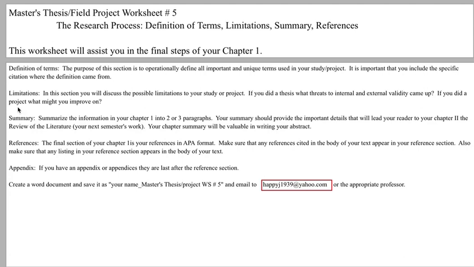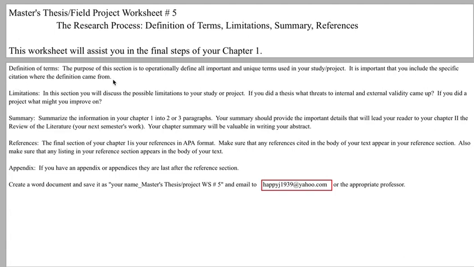Okay, so you should have a subheading called definition of terms, and the purpose of this section is to operationally define all the important and unique terms used in your study. You only have to define terms that are rather esoteric. If there are normal terms that educators generally understand, then there is no need to define that. But if there are some special terms, then you need to define the terms. And also, it's important that you include the specific citation where the definition came from. So that would be your area of definition of terms.